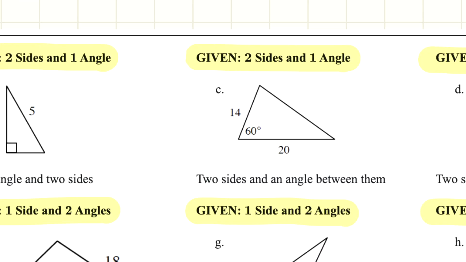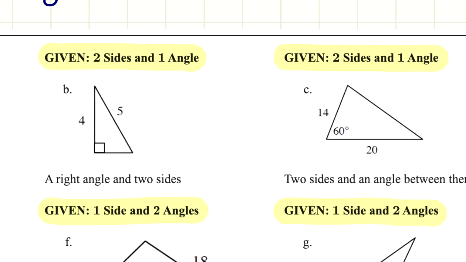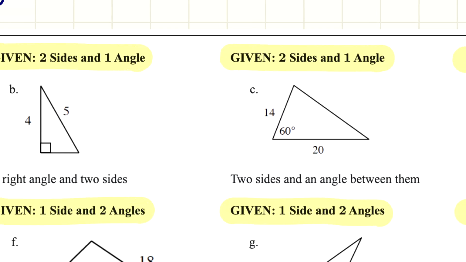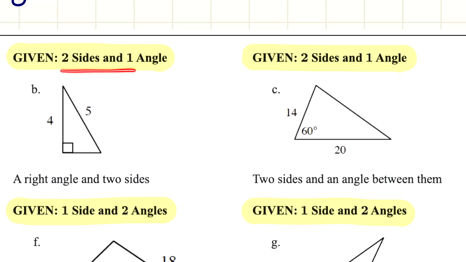For the third one, here I have two sides and an angle. Again, two sides and an angle, but you'll notice, what's the difference between these? Here it's a right angle and two sides. Here it's those two sides and an angle between them. So you'll notice here's two sides and the angle happens to be between them. And it's not a 90-degree angle. Maybe it could be. Maybe it doesn't matter. But all we know is that for some reason the position of that angle matters. So do we have any options?